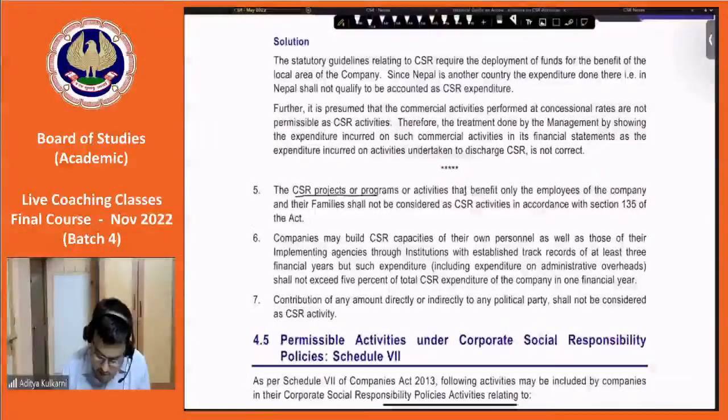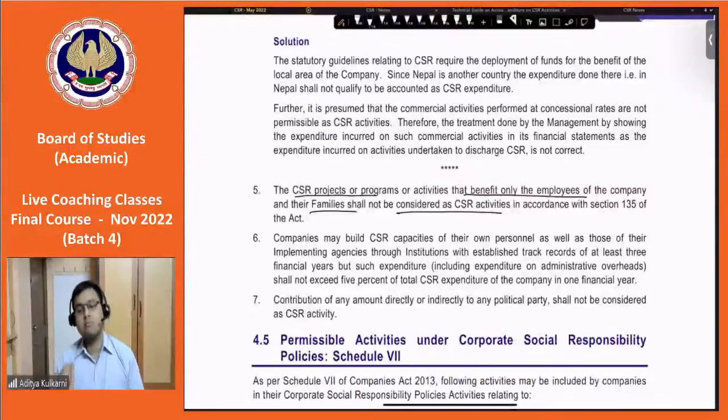CSR projects that benefit only the employees of the company cannot be considered as CSR activities. It is limiting. It should benefit the society. Okay, so this is the case. Companies may build CSR capacities of their own personnel as well as those of implementing agencies.